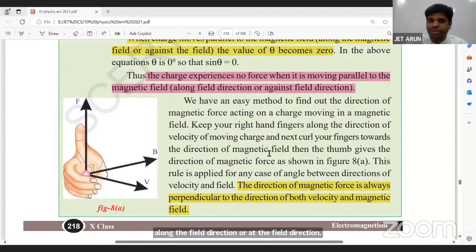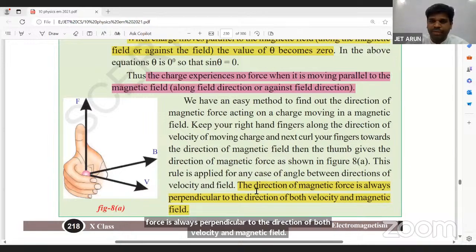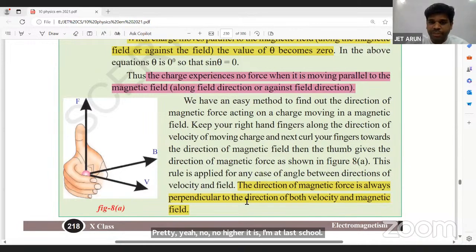One more interesting fact about magnetic force. Magnetic force is always perpendicular to the direction of both velocity and magnetic field. I highlighted the last line in yellow. Direction of magnetic force is always perpendicular to the direction of both velocity and magnetic field.